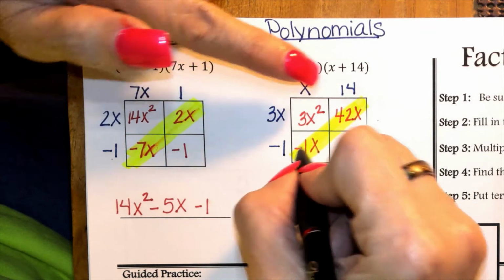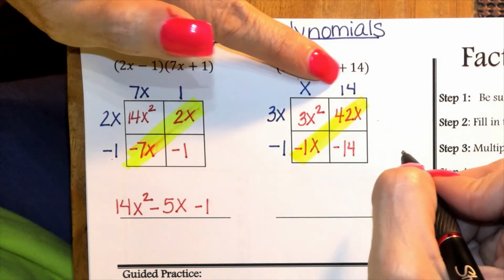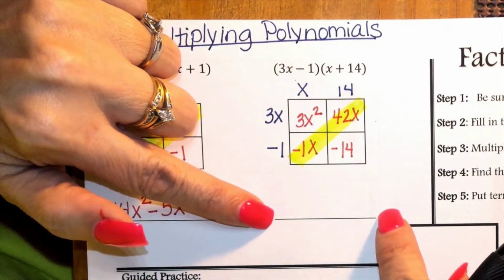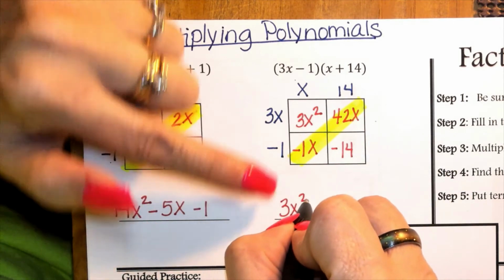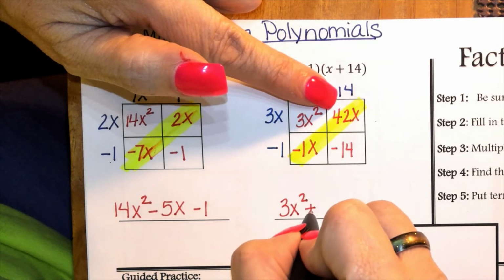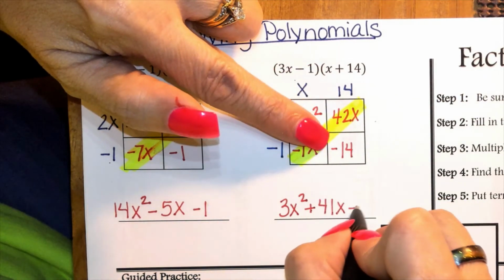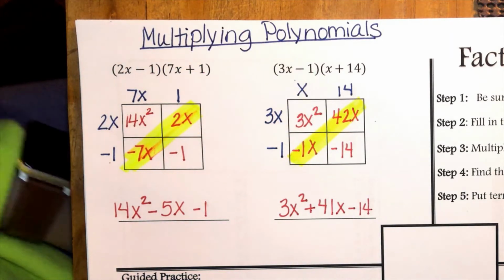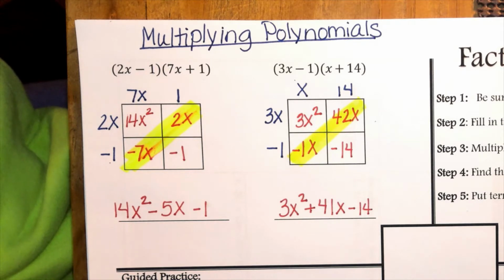Always, always, the diagonal adds together. So the first and last are going to go down here. So 3x squared plus 41x minus 14. And that, my friends, is Punnett squares. That is multiplying polynomials together and putting them in what we're going to call a box.